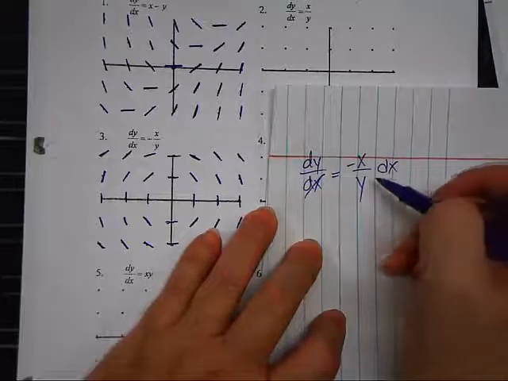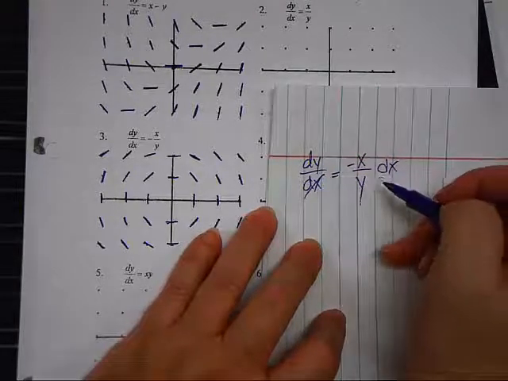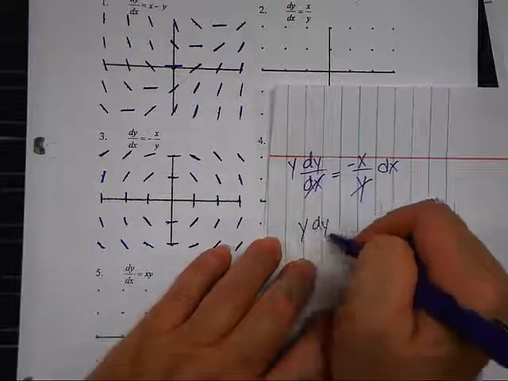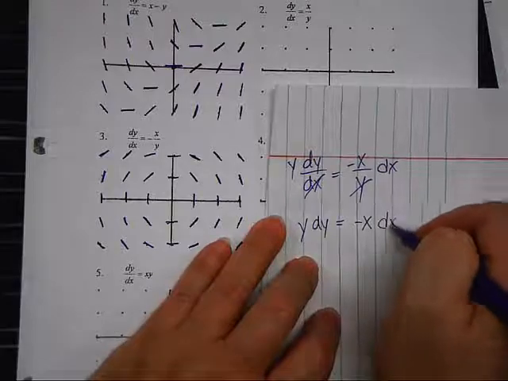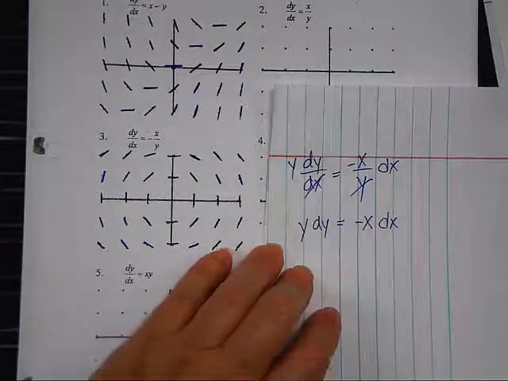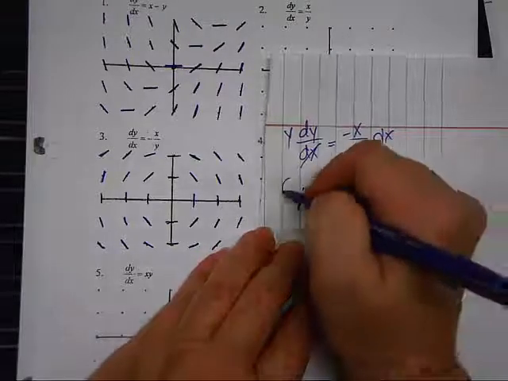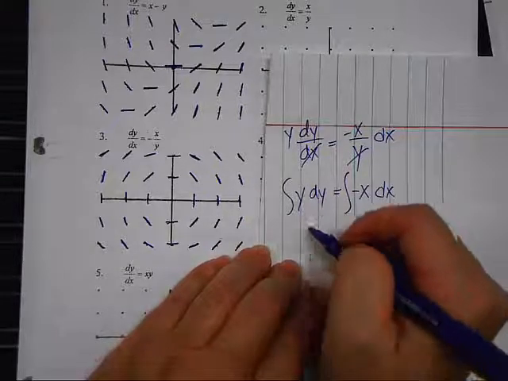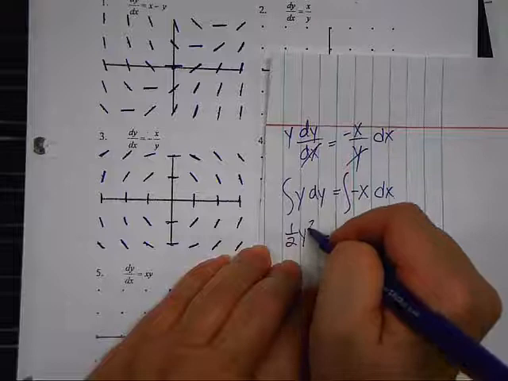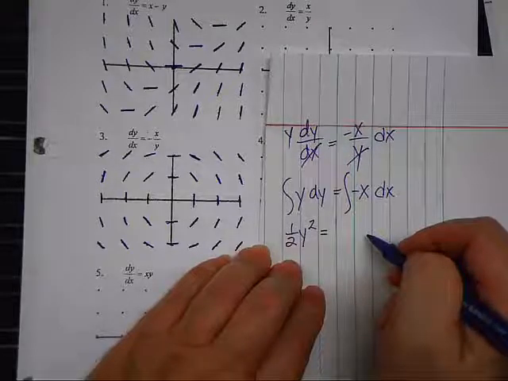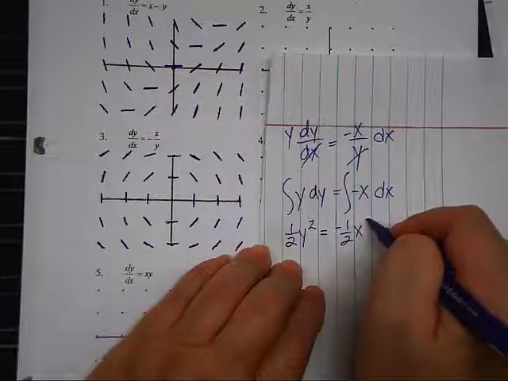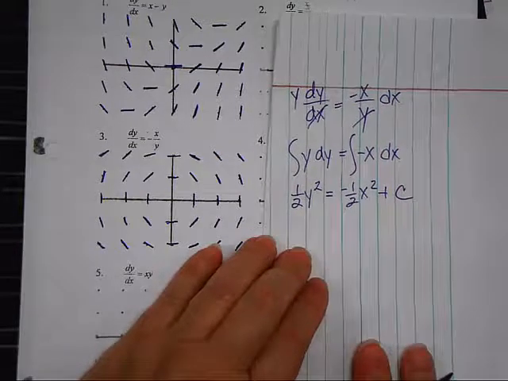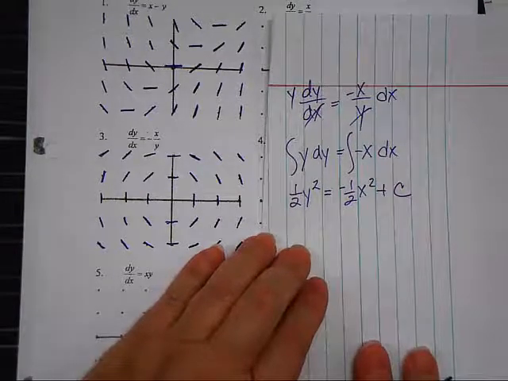Then what? Y goes to the other side. How do I move it? Multiply, so the y goes there. So now I have y dy equals negative x dx. Agreed? Okay, what do you do now? Take the antiderivative. Integrate both sides. What does this become? 1/2 y squared equals negative 1/2 x squared plus c.